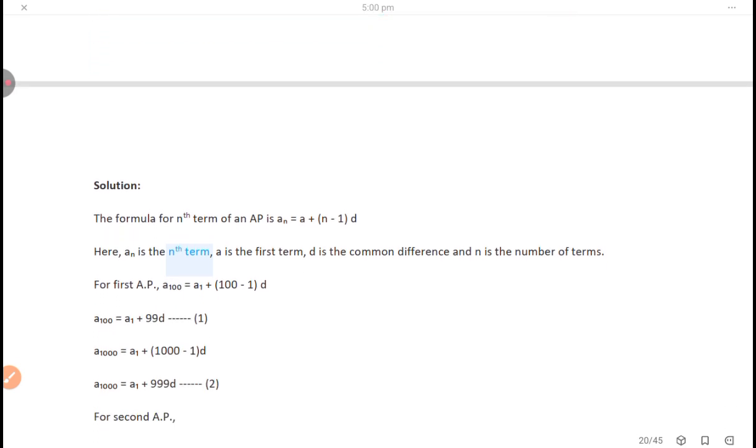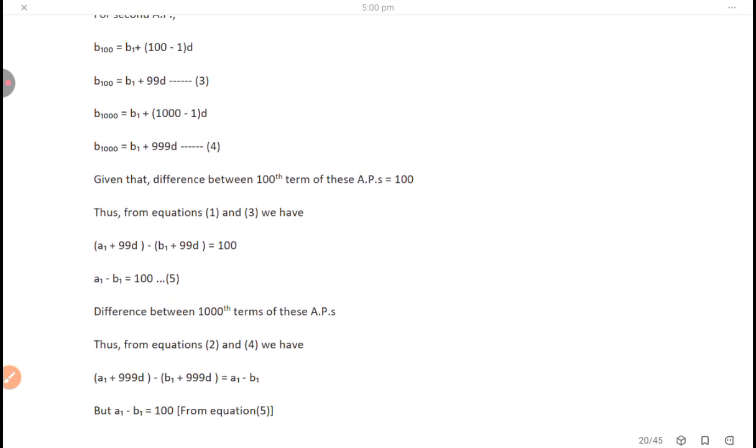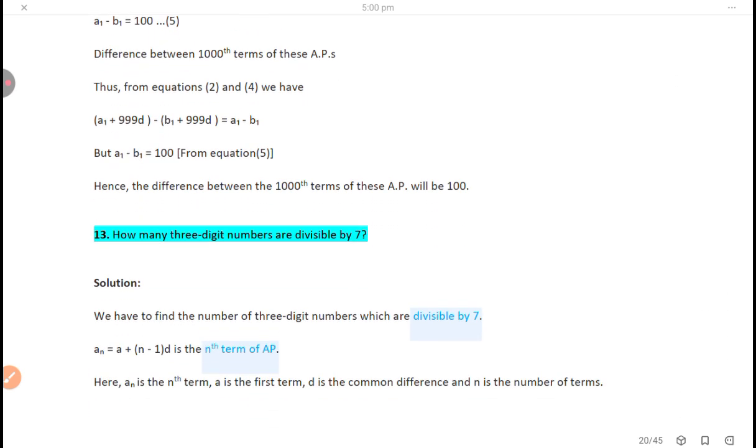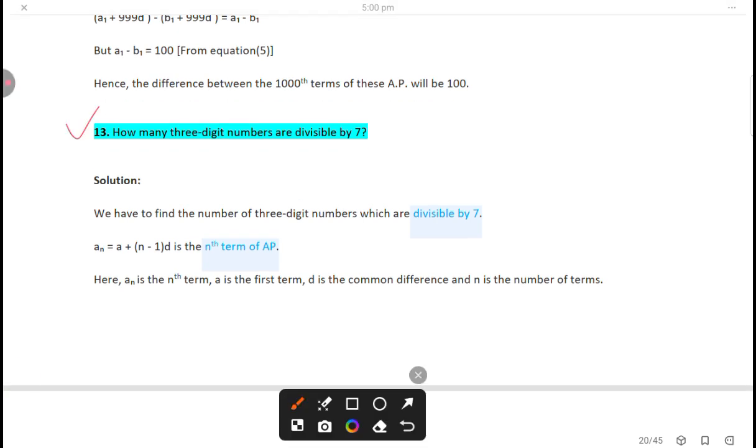Similarly 12 also. This is an interesting question. How many 3-digit numbers are divisible by 7? So you know the formula a_n equals a plus (n minus 1) d. So you have to count how many numbers are divisible by 7.